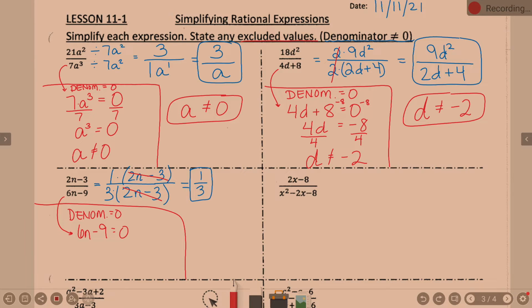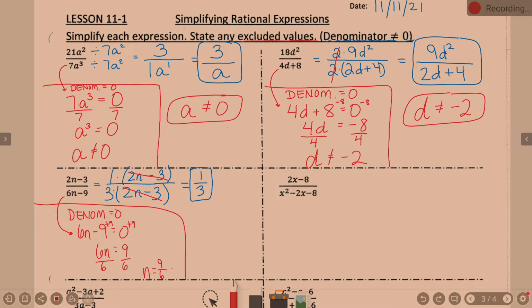Okay, how do I get n by itself? If it's 6n minus 9, we're going to add 9. 0 plus 9 is 9. Hard math, huh? How do I solve for n? Divide by 6. If it's 6 times n, we're going to divide by 6. And n equals 9 over 6.